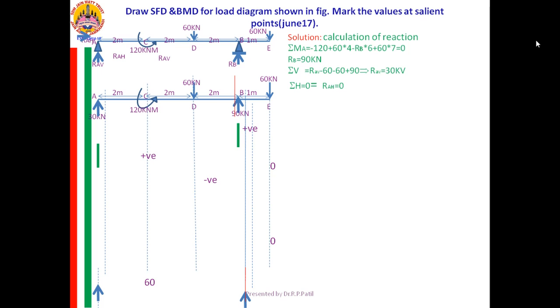So only I need to calculate the SF left and right of A, left and right of D, left and right of B, left and right of E. Afterwards I need to complete the diagram. This is from one of the university question papers. Yes, SF calculations. SF I will start usually from the left end and complete with the right end.